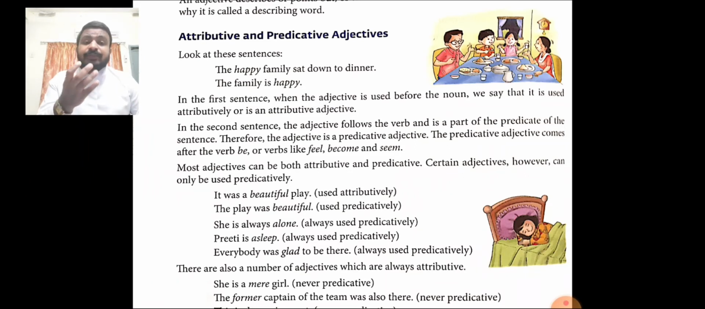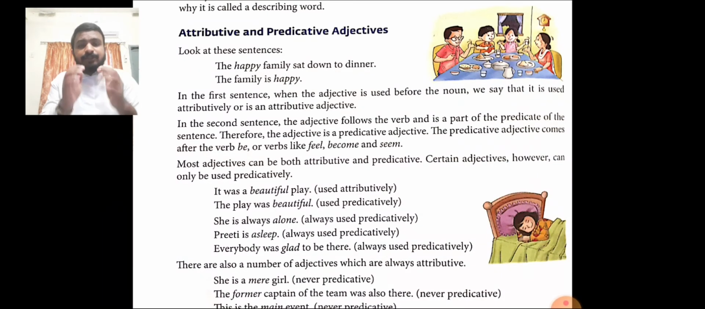Now, most of the adjectives we can use both as attributive as well as predicative. For example, it was a beautiful play or the play was beautiful. Now, she is always alone. Preeti is asleep. Everybody is glad to be there. Look at the adjectives: alone, asleep, glad. There they are always used predicatively. And there are a few adjectives that can only be used attributively. For example, mere girl or former captain, or this is the main event. Main is being used attributively.